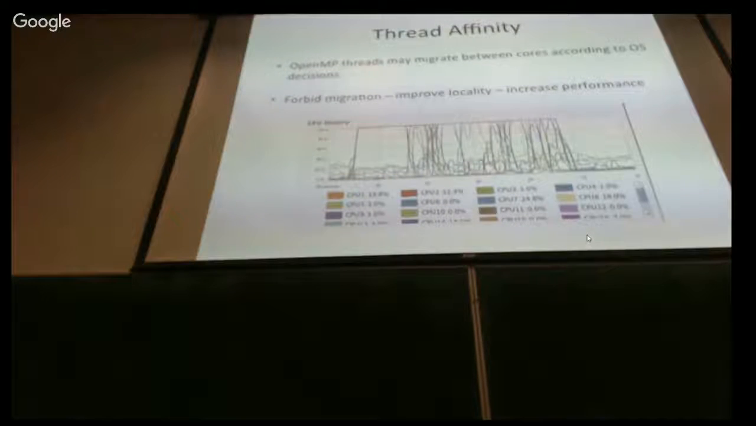So OpenMP threads may migrate between cores according to the OS decisions that are being made. So if your thread initially launches on one core, it might hop to another core during runtime, and you're going to suffer from performance issues because of that. So what you really want to do is forbid the migration of threads between cores to improve locality and increase performance. This is just a schematic of threads hopping around between cores on a Xeon platform.